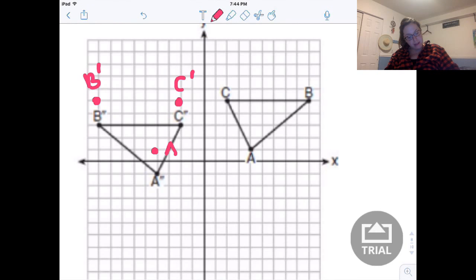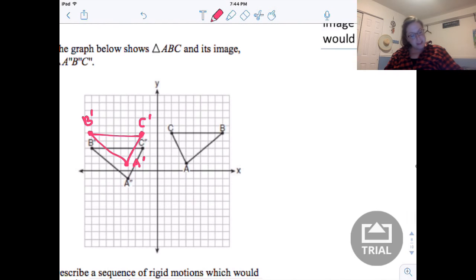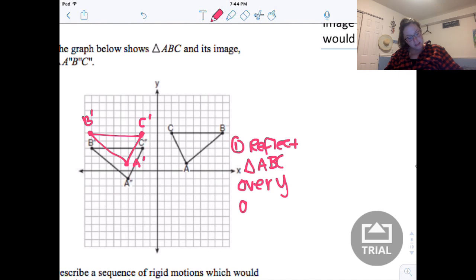So the nice thing about this is now it's going to be easy for me to see what to do next. So the first thing I would say here is 1, I reflect triangle ABC over the y-axis. And that is complete enough because I've said what I'm reflecting over what, right? If you include a mapping there, just make sure those points are labeled on your diagram, okay?